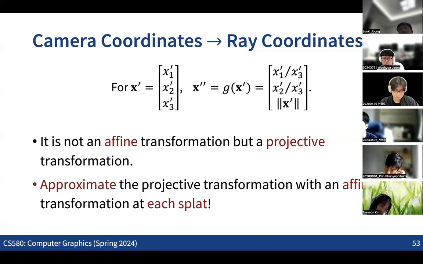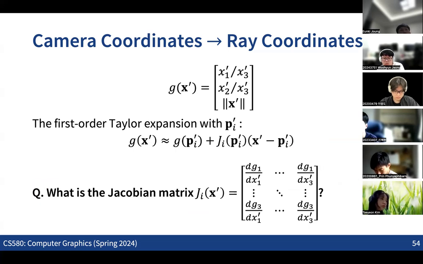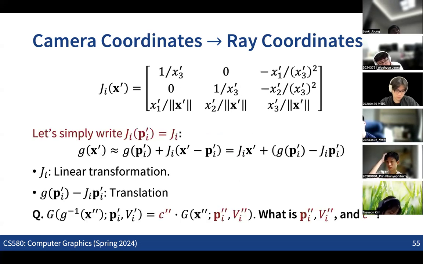Let's think about the simplest case of having this specific projective transformation. We are going to approximate it using the first order Taylor expansion. Then we get an approximation with a translation part and also a linear transformation, and this linear transformation is defined as the Jacobian matrix. If we calculate the Jacobian matrix of that transformation, and compute the first order Taylor expansion at the center point of the display in the camera coordinates, then the projective transformation can be approximated into this form, still having a linear transformation and a translation.